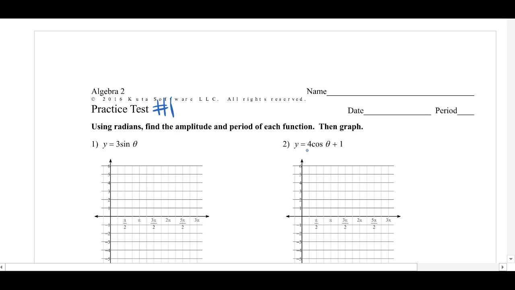But again, the second practice test that you're going to get on Friday is going to be the same thing. It's just going to have different problems. It's still going to be structured the same way, same problems, just different numbers.